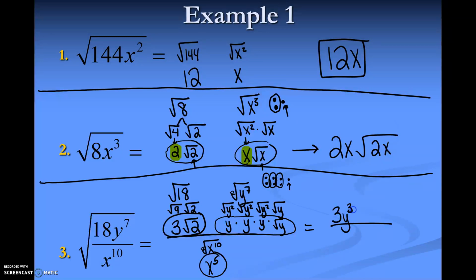Y cubed square root of 2y. And on the bottom, we have x to the 5th.